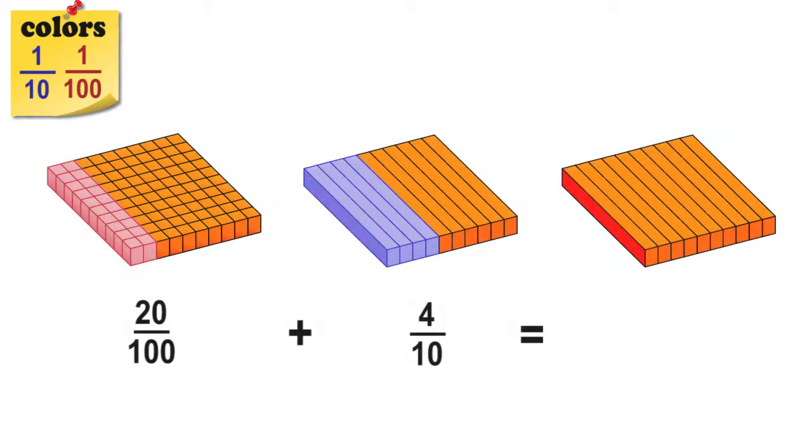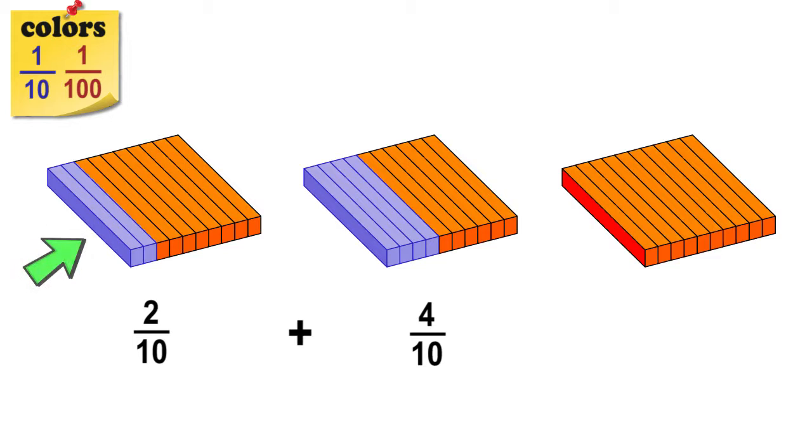Our next equation allows us to decide which fraction to change to an equivalent fraction. 20 hundredths added to 4 tenths. This equation has 2 possible solutions. First, we could change 20 hundredths into a number of tenths. 20 hundredths occupy 2 full columns on the hundredths grid. 2 tenths added to 4 tenths is equal to 6 tenths. One possible sum is 6 tenths.